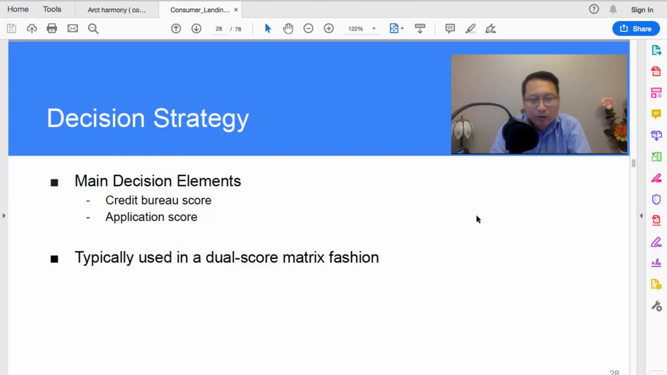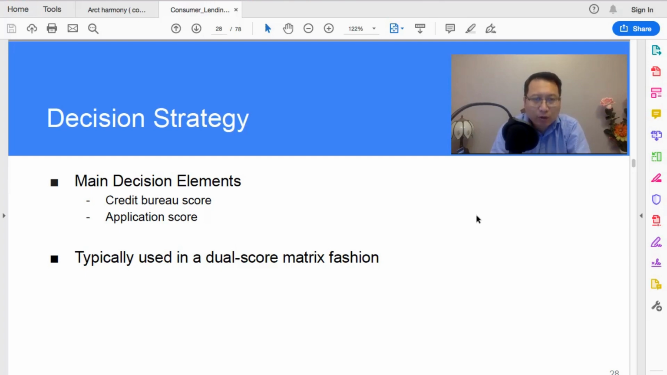The credit bureau score is the score that the lender purchases from the credit bureau. The application score usually is developed specifically for the application population for a given lender. So it's essentially a custom score. There are FICO and different credit bureaus. They provide a service to help each lender develop their own application scorecard.